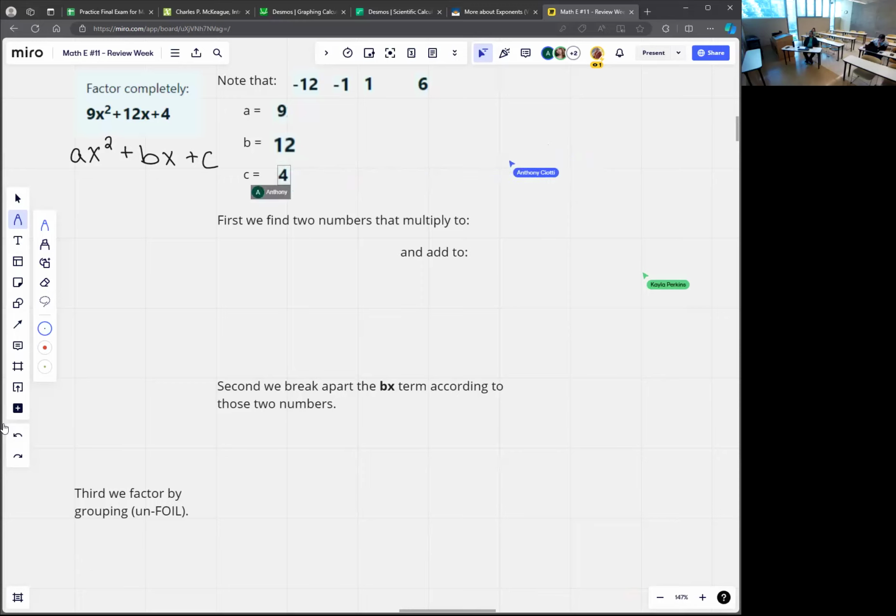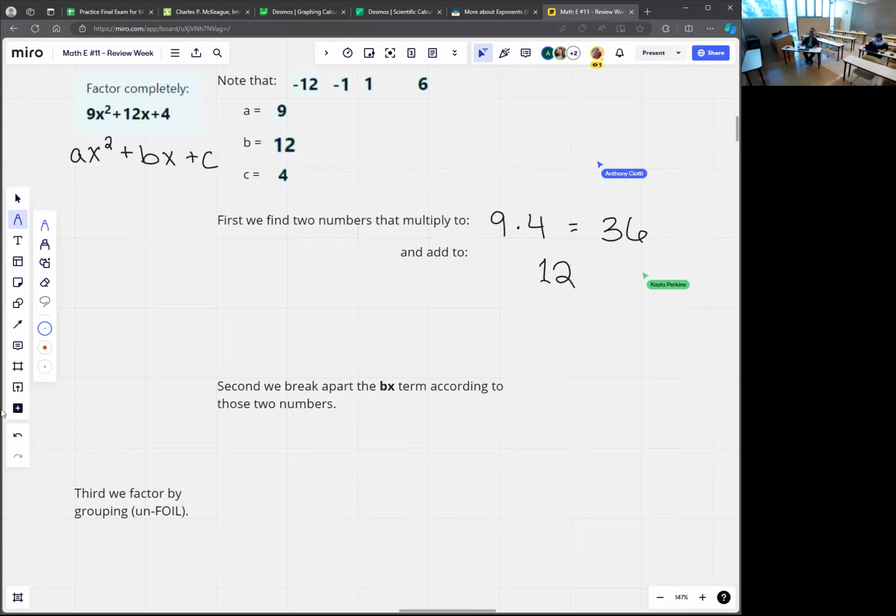Okay, yeah. No, there's no negatives. This is a nice, easy read them off, right? So we want numbers that multiply to what? I want to multiply 9 and 4, the a times the c. So two numbers that multiply to 36 and add to 12.